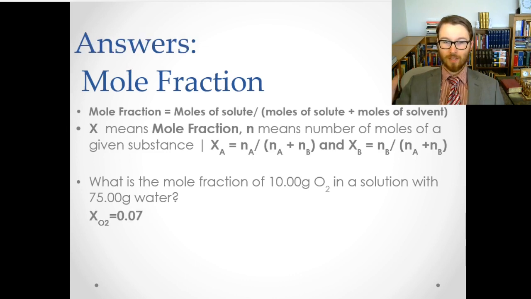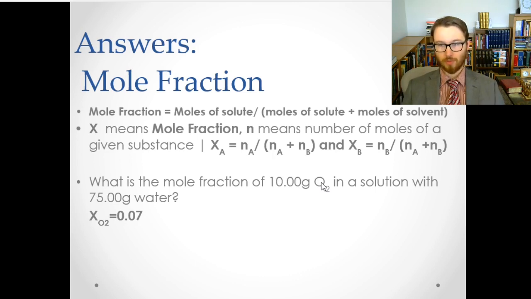All right. The answer is 0.07. And here's why. 10 grams of O2, we'll take that divided by the molar mass of O2, which is 16.00 plus 16.00. So 10 divided by 32 will give you 0.3125. Then you take 75 grams divided by 18.02, which is the molar mass of water.